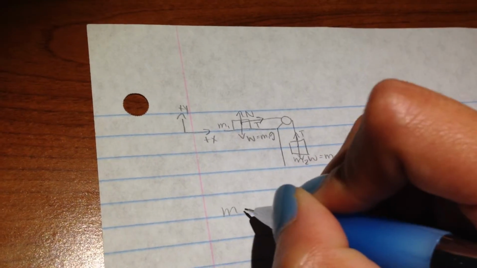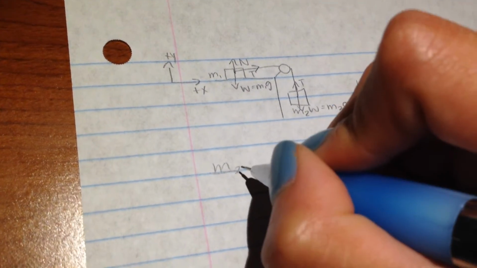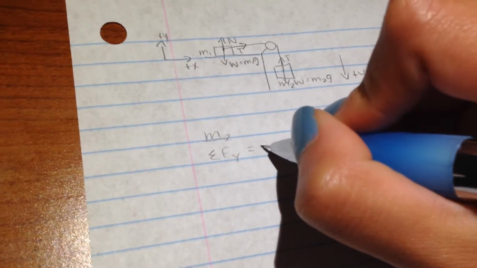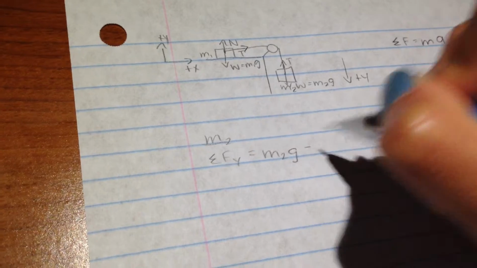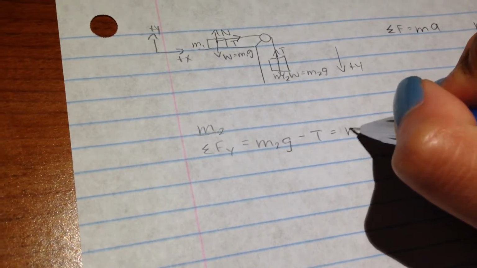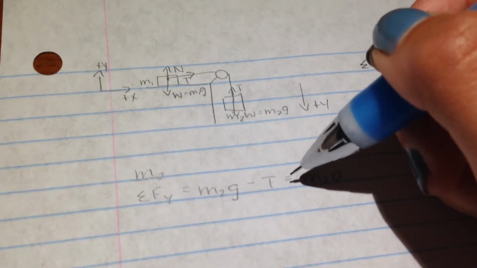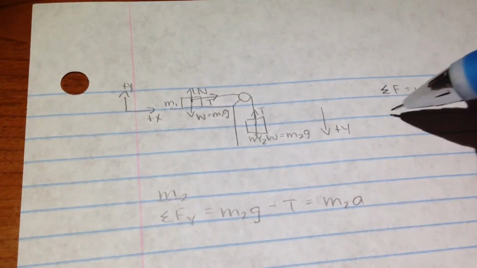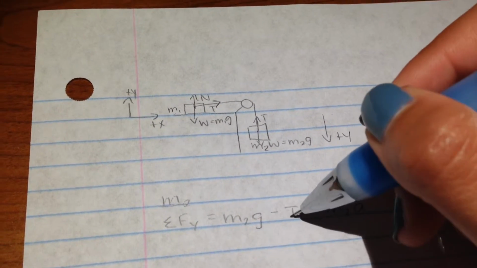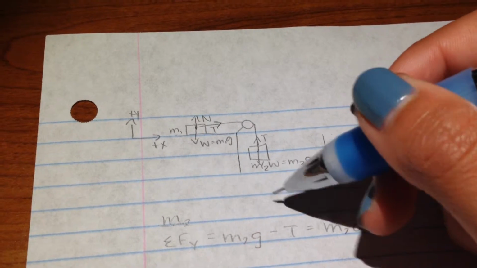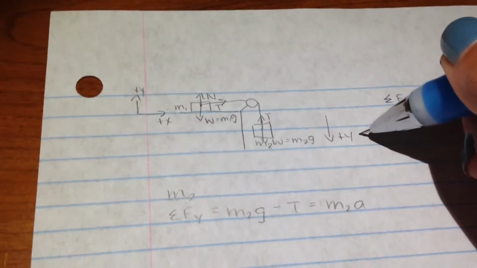So for M2, it would be the sum of the forces in y equals m2g minus T equals m2a. It would be m2g minus T because tension is in the upwards direction, which is the negative y, so it would be negative. And m2g is the weight, the force going downwards, so it's the positive y direction.